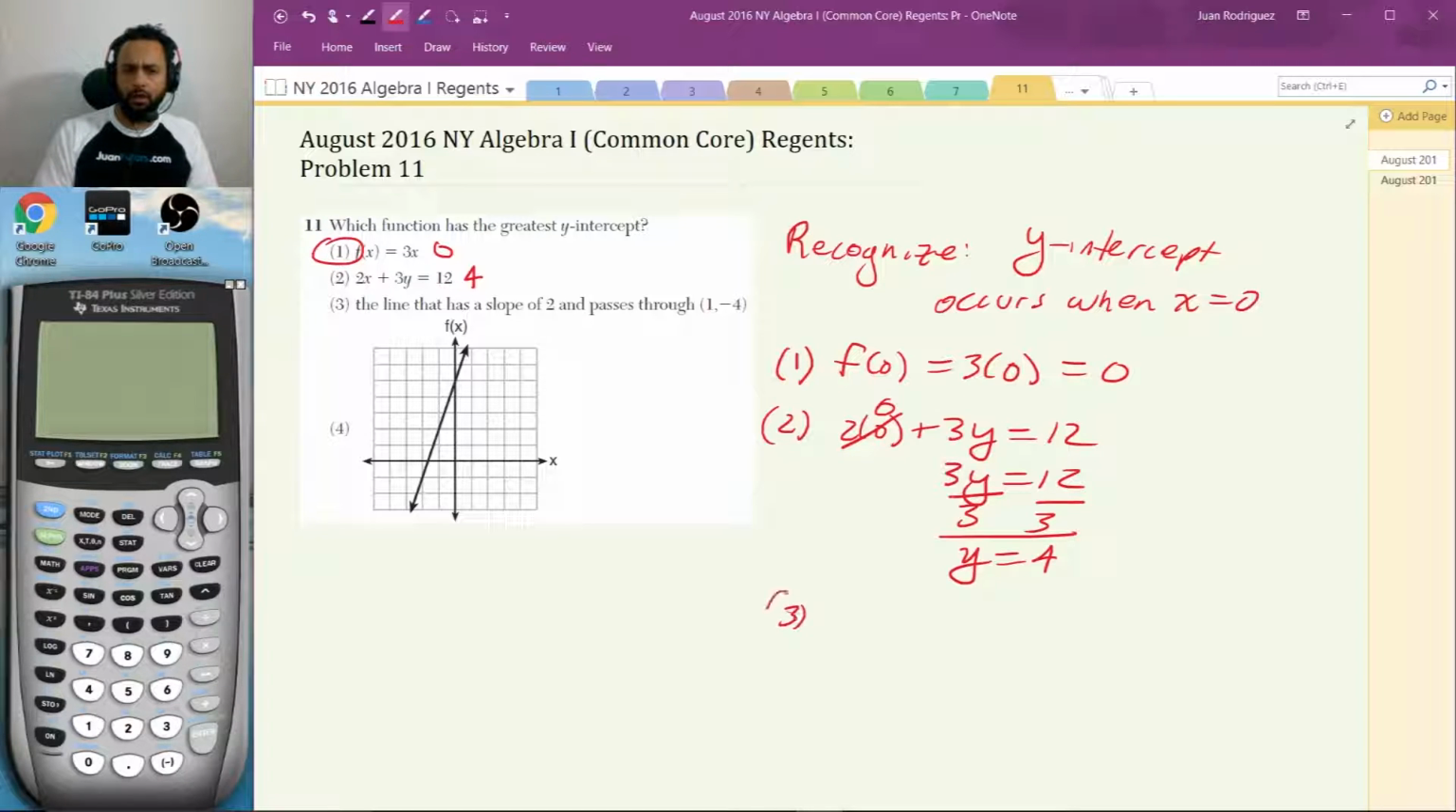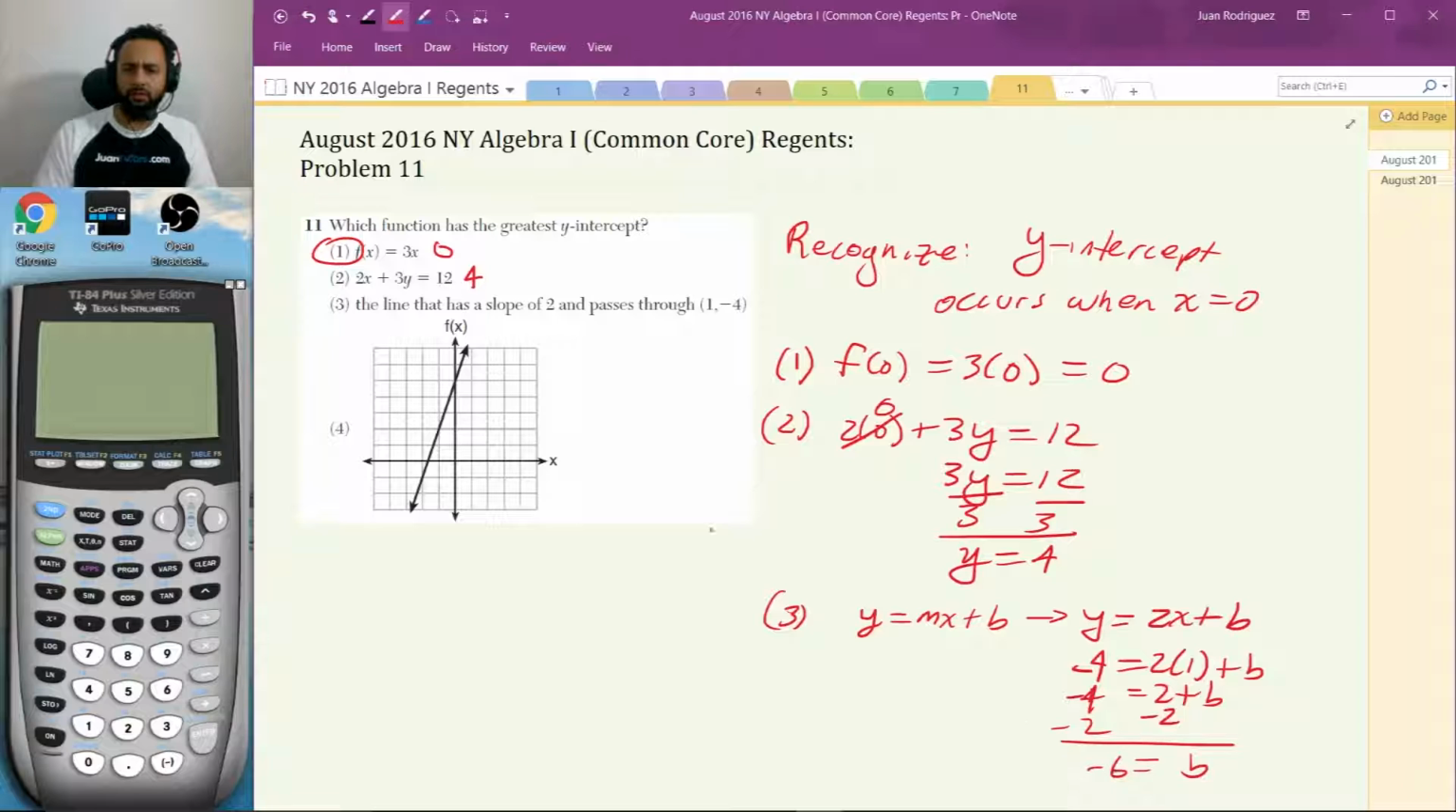Choice 3, possibly. This line has a slope of 2 and it goes through the point (1, -4). So if I say y equals mx plus b, the slope is 2, so y equals 2x plus b. And then the line passes through the point (1, -4). So negative 4 equals 2 times 1 plus b, so negative 4 equals 2 plus b. So b is going to be, minus 2, b is negative 6. So this is definitely not the answer.